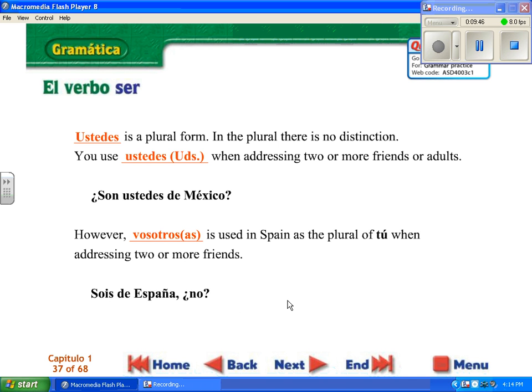So practice your pronouns with the correct form of the verb and memorize it. It will help you speak without having to add the pronouns. This is very important.